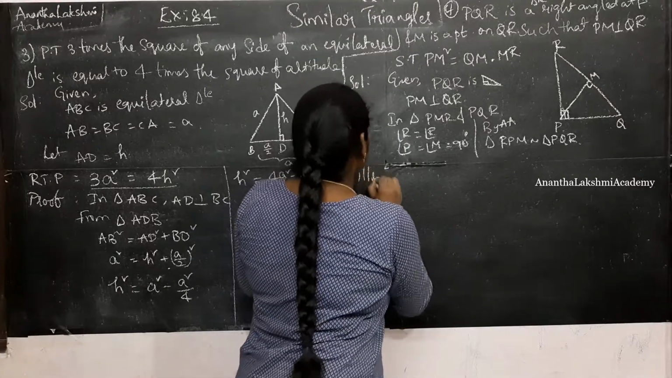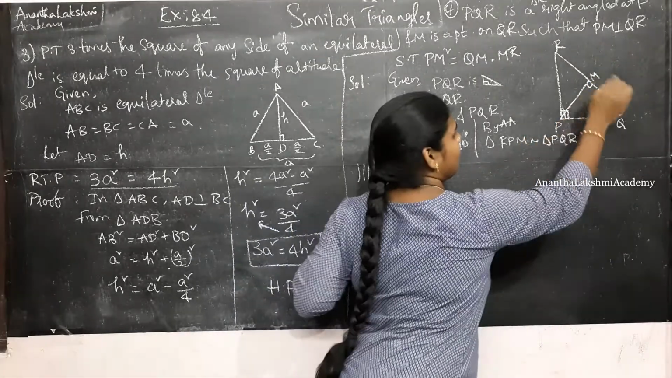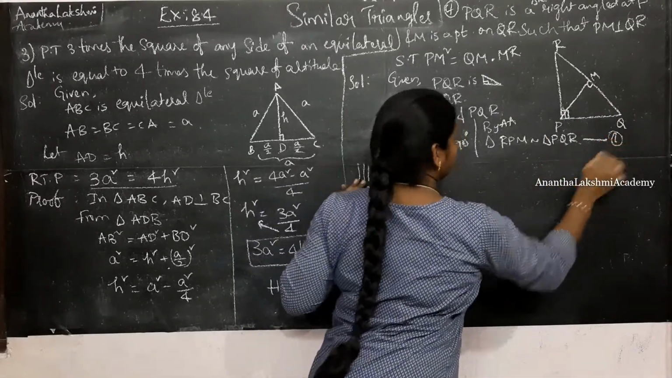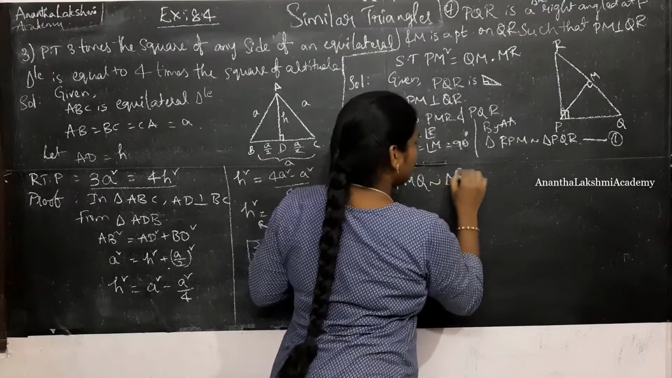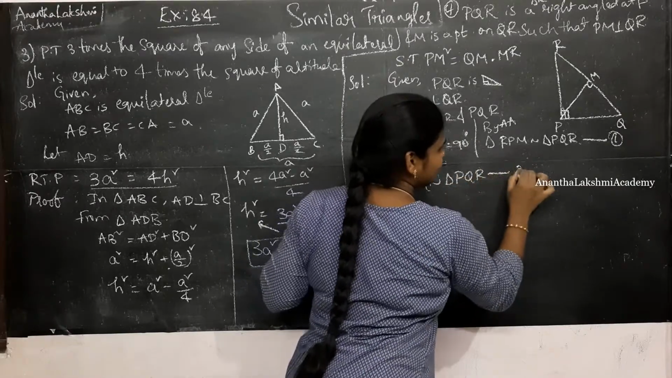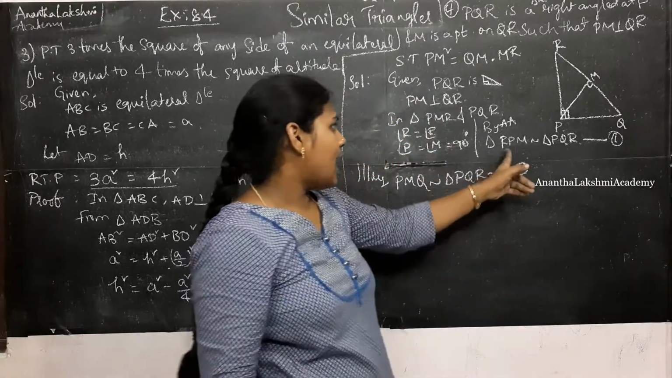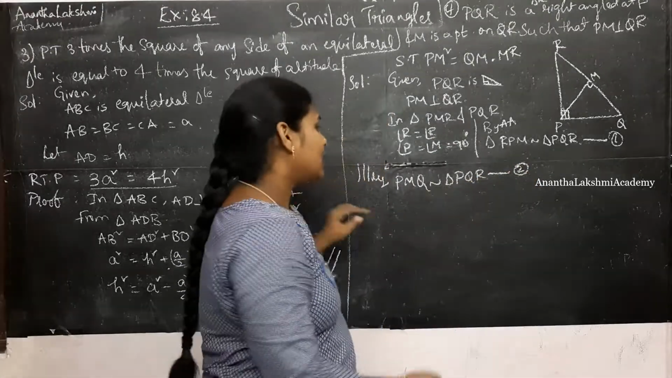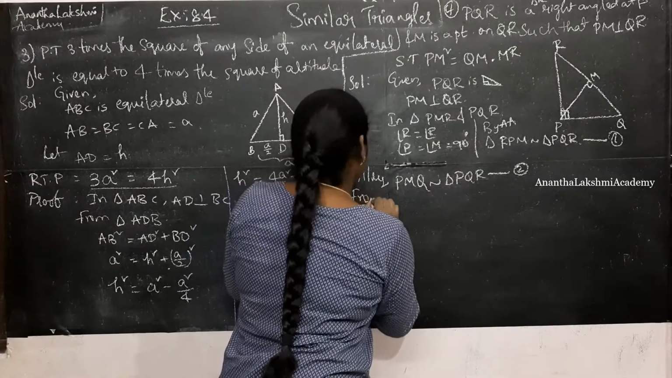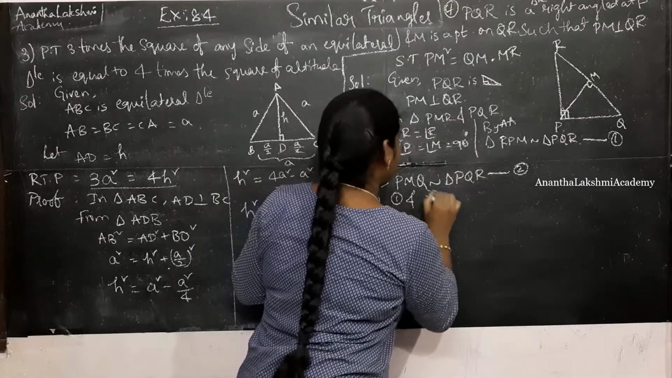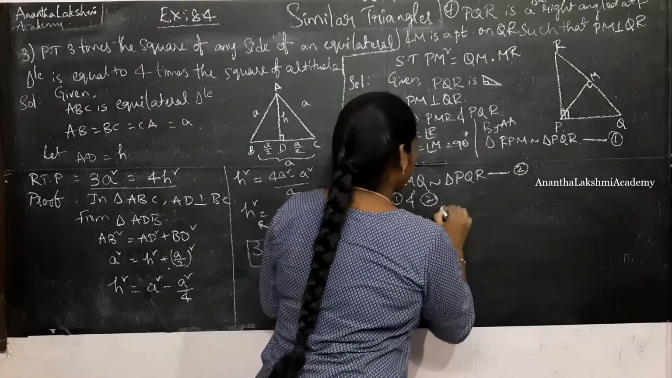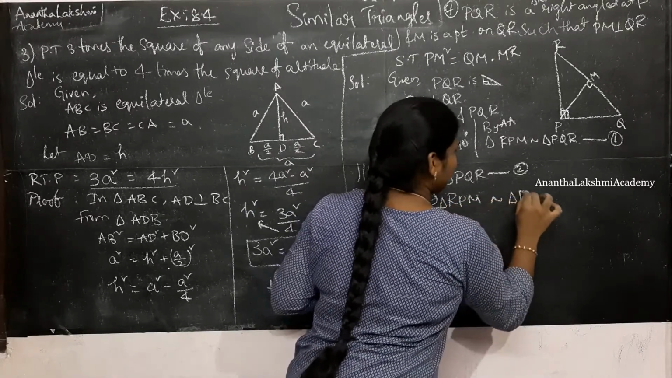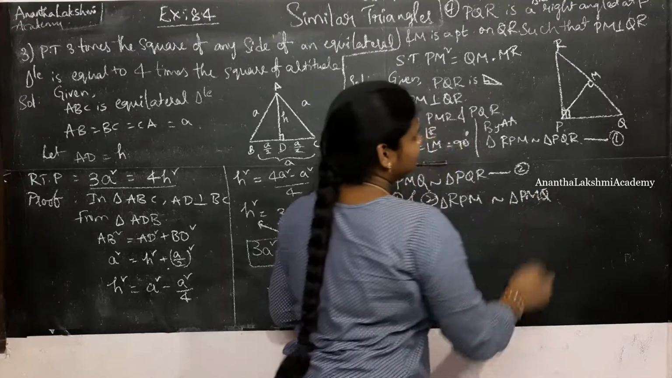Similarly, what am I going to write? The other triangle PMQ, let me consider this as equation 1, is similar to triangle PQR. Let us consider this as equation 2. Now, RPM is similar to PQR. PMQ is also similar to PQR. So, from 1 and 2, what can we write? From 1 and 2, triangle RPM is similar to triangle PMQ.